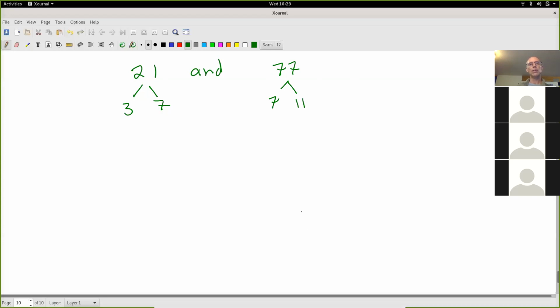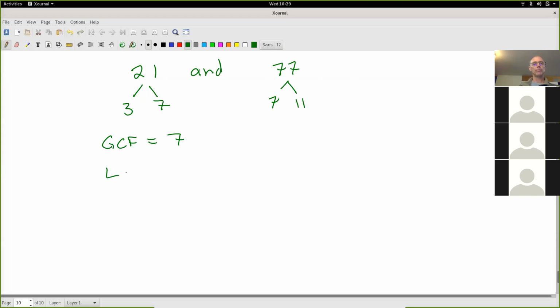Not too bad. They both have a pair of prime factors. So when I want to find, let's say, the greatest common factor, let's go back to that one right there. I need factors that are common, and it turns out the only thing common is a 7. Right? Just one 7.